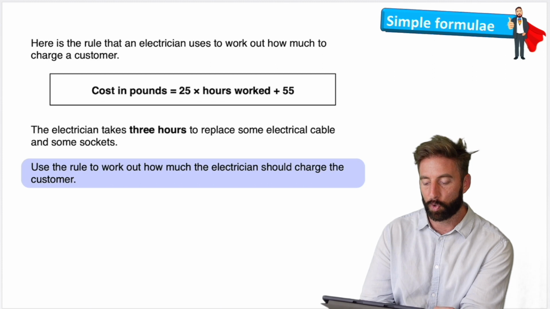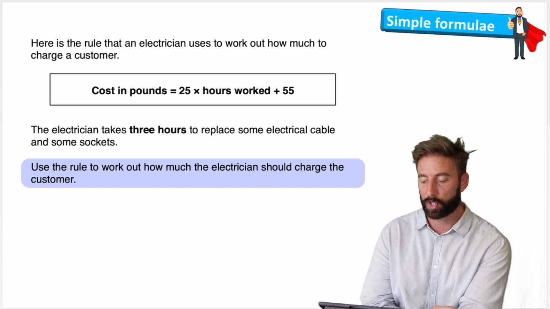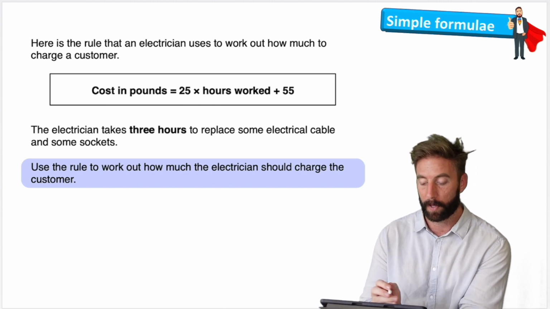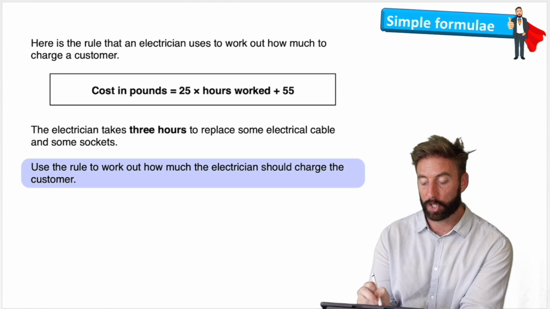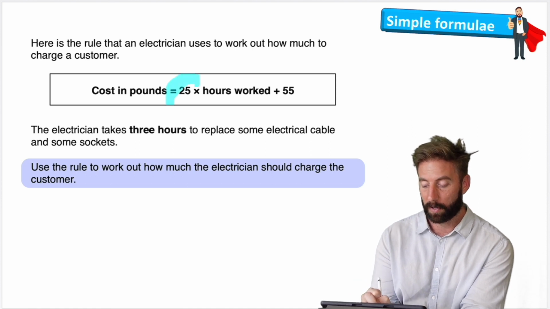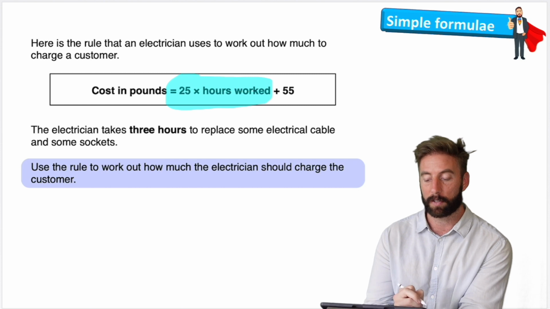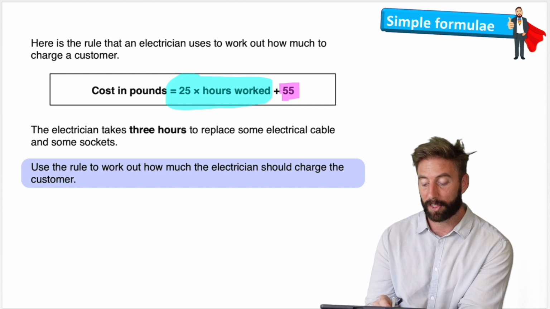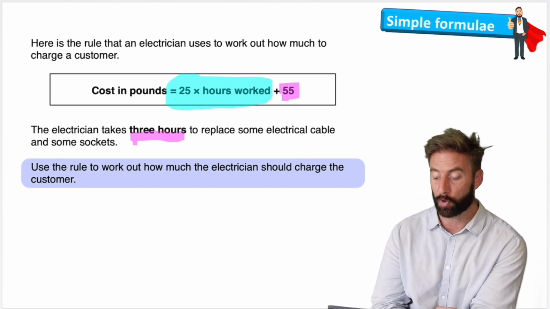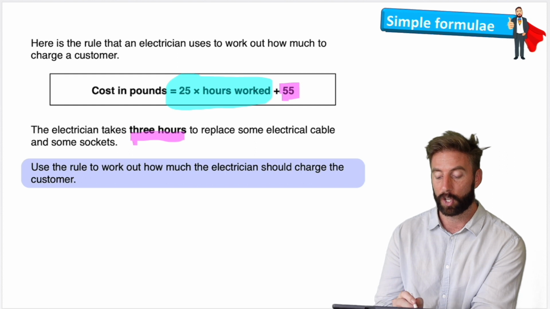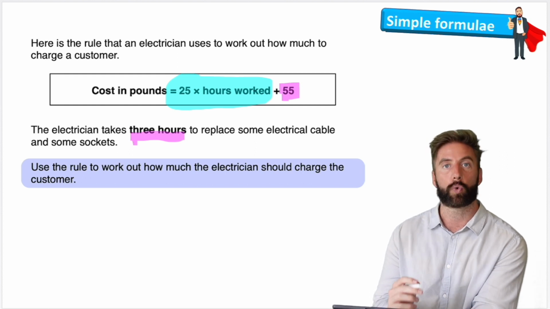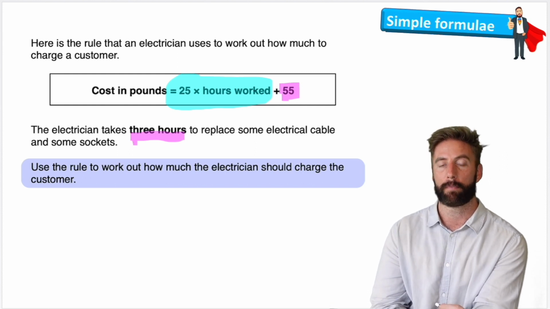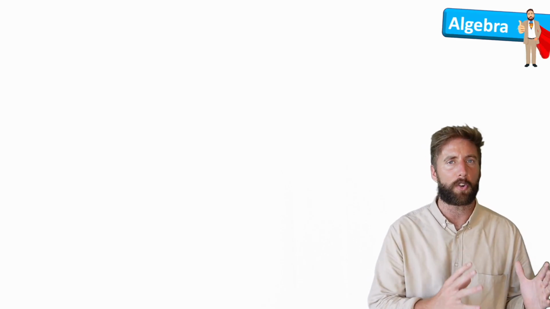It says, here is the rule that an electrician uses to work out how much to charge a customer. So the cost in pounds is £25 for every hour worked. But then he also charges £55 just for coming to your house. So the electrician takes 3 hours to replace some electrical cables and some sockets. Use the rule or the formula to work out how much he's charged his customer. Press pause, good luck. Okay, cool, so that's a pretty big chunk of algebra looked at already.